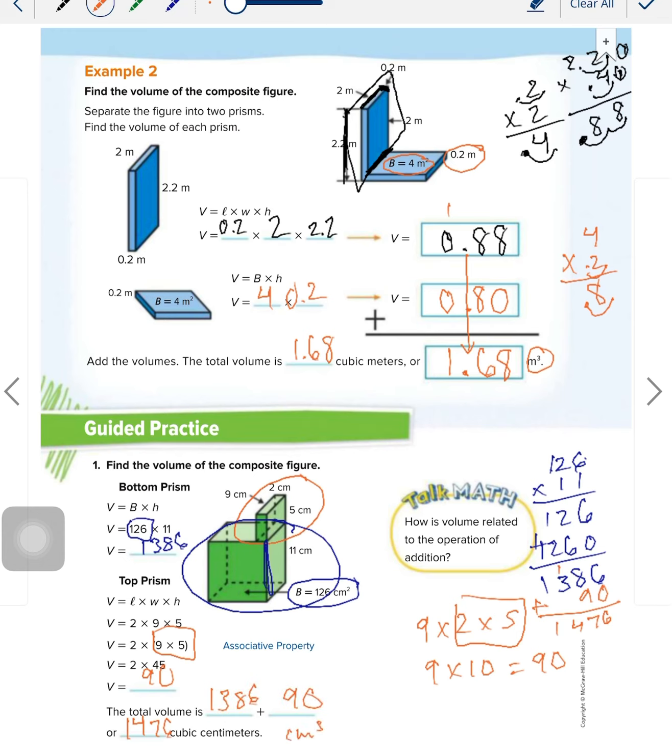Cubic centimeters or centimeters cubed. Okay? Great job, guys. We'll do the rest during rotations.